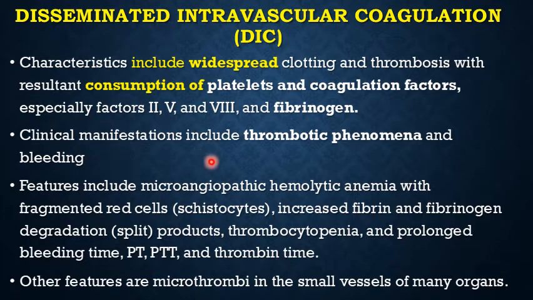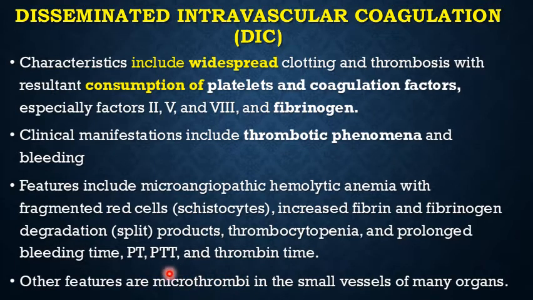Clinically, the patient presents with thrombosis and bleeding. You remember the thrombotic phenomena and bleeding. Features may include microangiopathic hemolytic anemia with schistocytes, fragmented red blood cells or helmet cells, an increase in fibrin and fibrinogen degradation products, and a decrease in the platelet count, thrombocytopenia, with prolongation of the PT, PTT, thrombin time, and bleeding time. Actually, all the coagulation factors are affected in this disorder, as all of them are consumed in the thrombotic phenomena and in the bleeding.